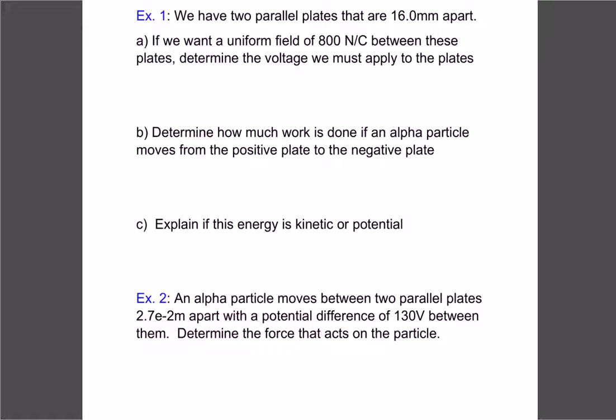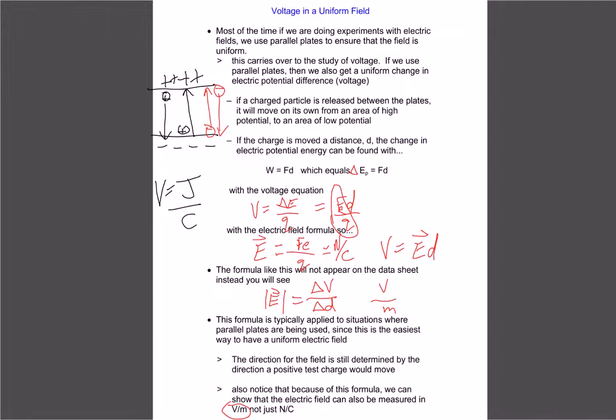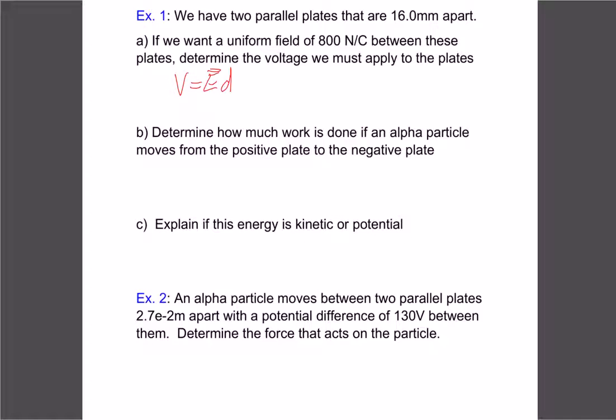Okay, so let's do a couple examples. The first one is we've got parallel plates 16 millimeters apart, and we want to get an 800 newtons per coulomb electric field. The question is asking, what is our voltage? If we just take this new formula, we go electric field times distance, and plug it in. So we'd have 800 times 16 millimeters, so 16 to the negative 3, and that'll give us a voltage of 12.8 volts. Okay, so it's a pretty easy formula to work with.